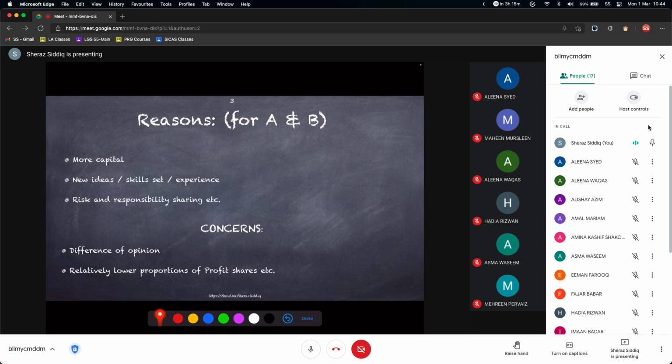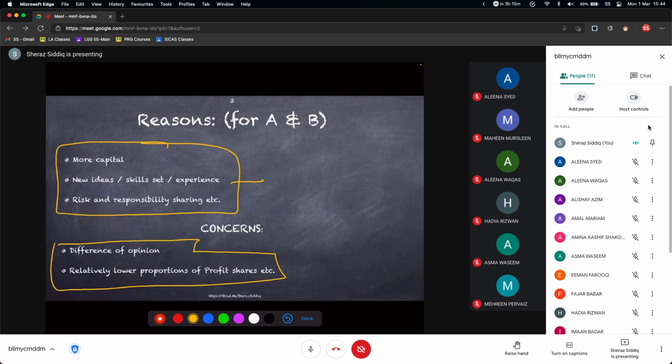So these are some pros and cons over here, that is, what A and B's thought process is saying, why they want C to be admitted into the business, because they will be able to, you know, have more capital, new skill set and everything. However, at the expense of having all these benefits, you may have difference of opinion later on. You may have some conflicts and rifts possibly in future.